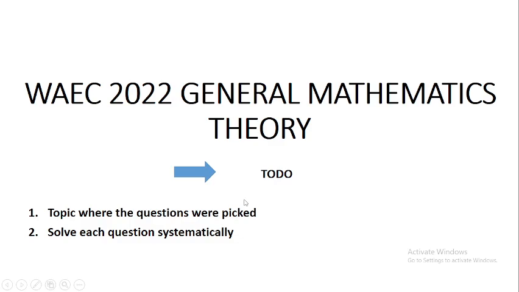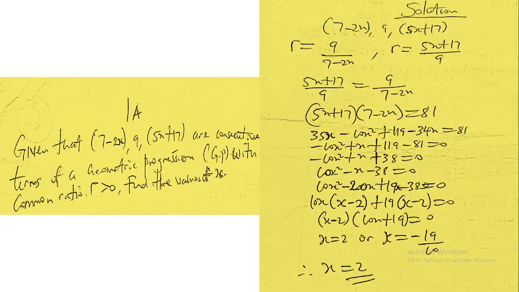Now let's jump to the first question. We have question number 1A. That means the question is of 2 parts, 1A and 1B. Question number 1A is from sequence and series, and it is from geometric progression.